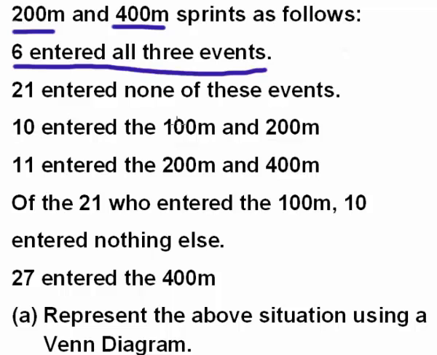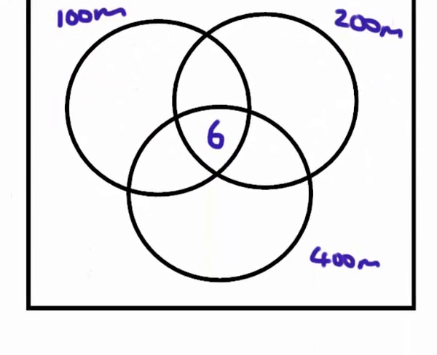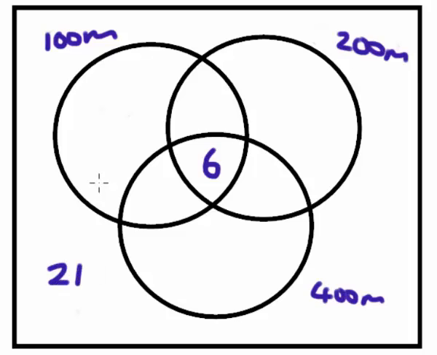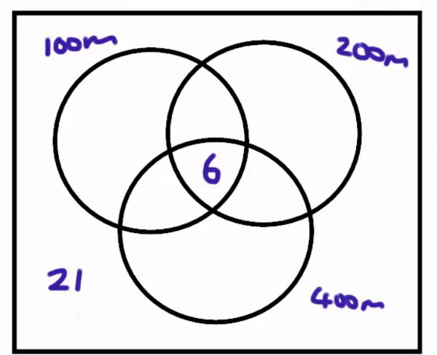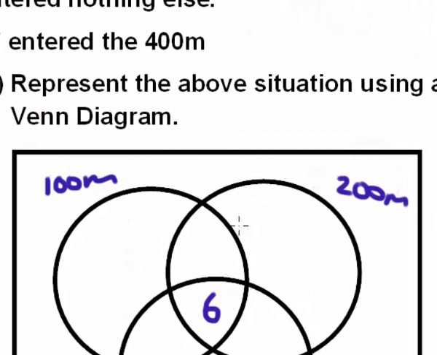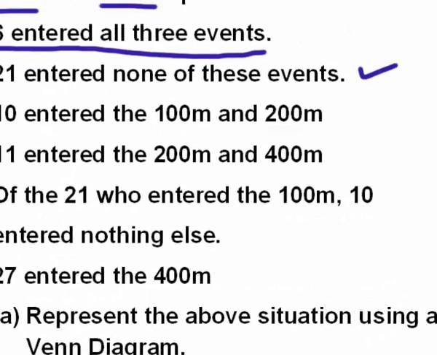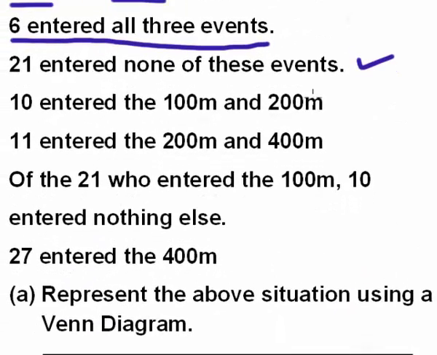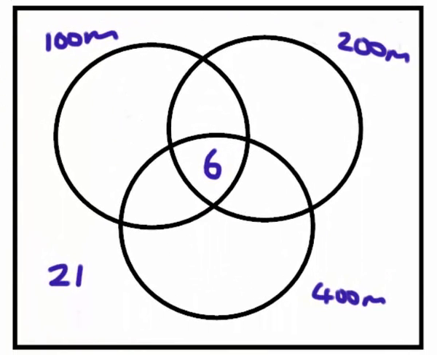Okay, 21 entered none of these events. So 21 didn't race in the 100 meters, the 200 or 400. They probably did either javelin or shot put. So they're on the outside. They're not part of the circles. Okay, all right. Now 10 entered the 100 meters and the 200 meters.